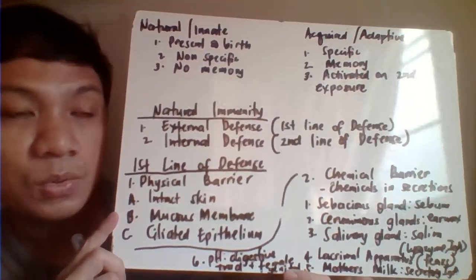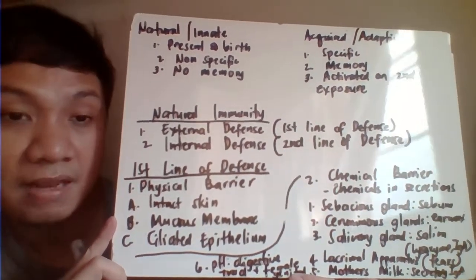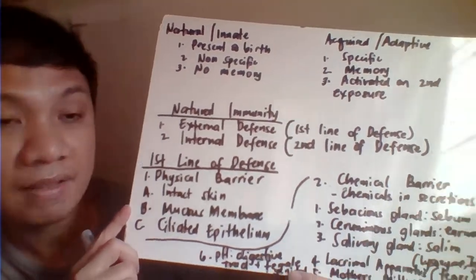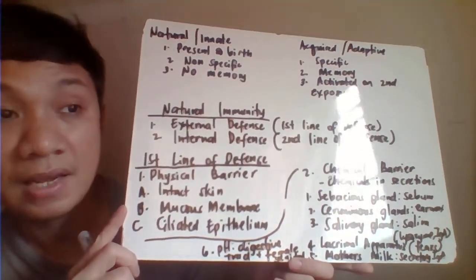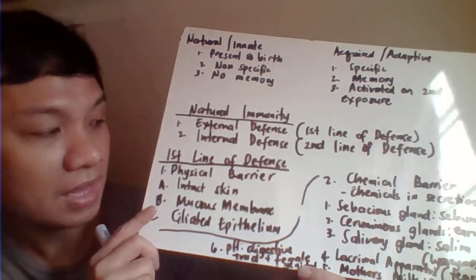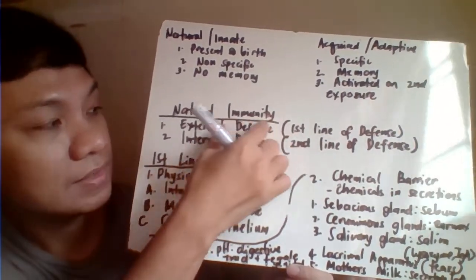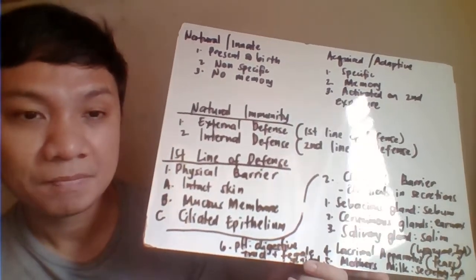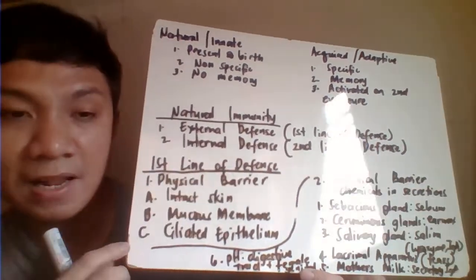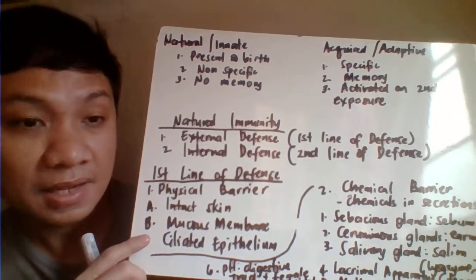So natural immunity includes our first line of defense and our second line of defense. Our first line of defense, our external defenses, and our second line of defense, our internal defenses. The first line of defense includes the following. The first line of defense are your external defenses. So, mga barrier lang natin. It might be in the form of a physical barrier, like in the case of your intact skin.